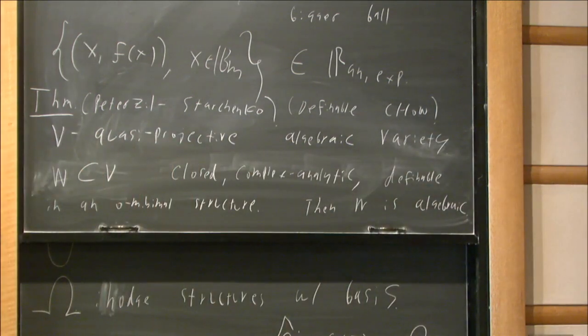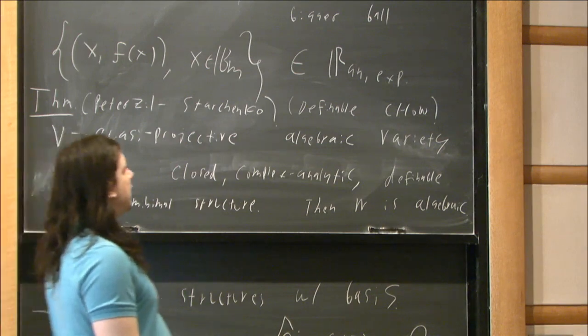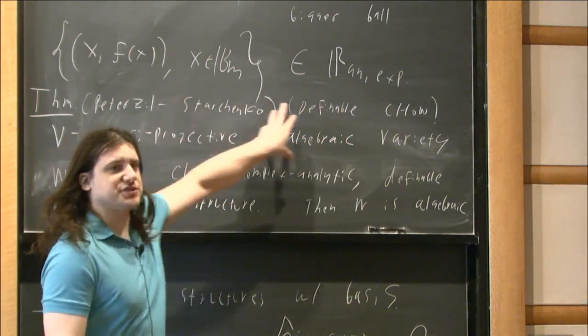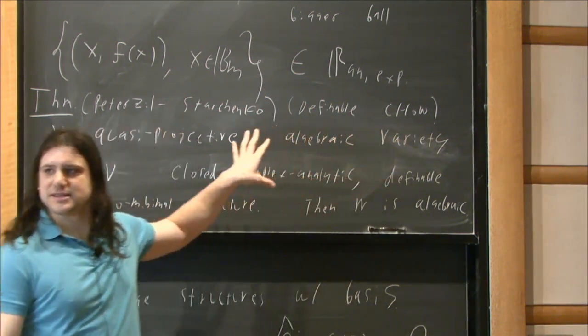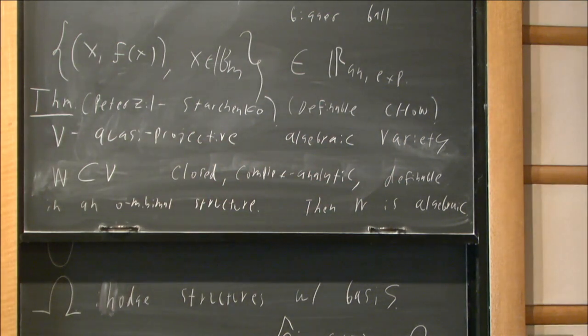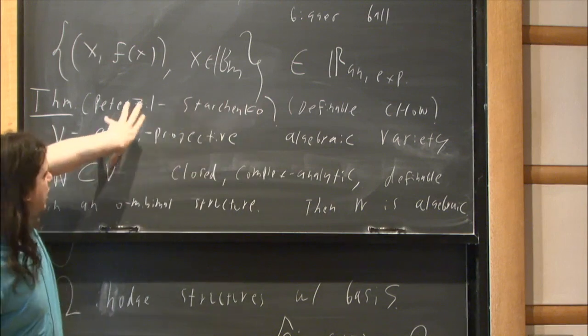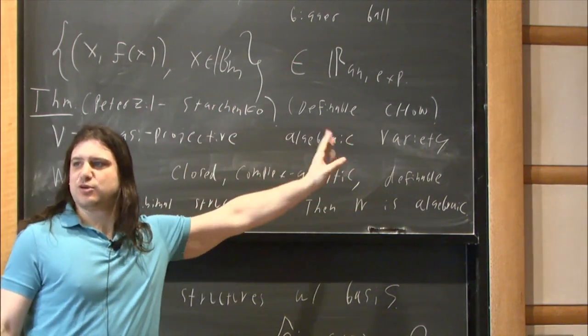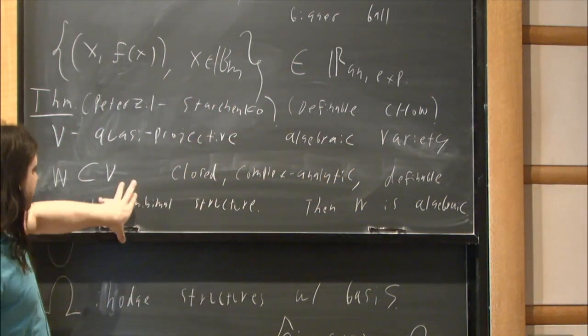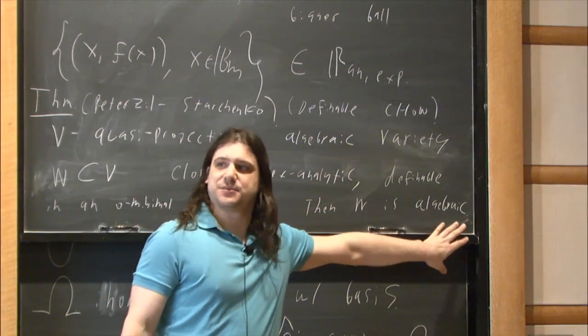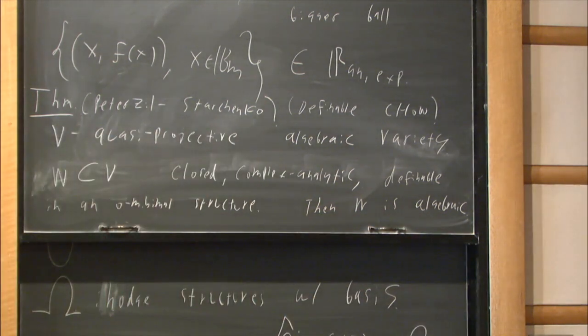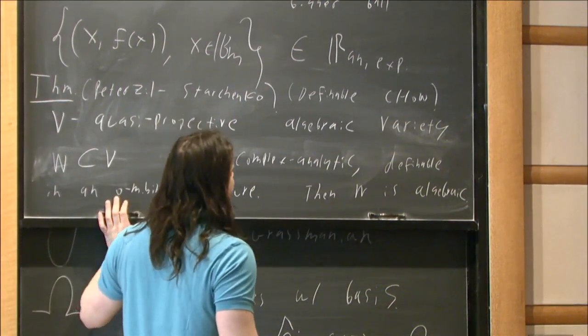So it's a really powerful theorem, because usually what Chow tells you is that if V is a projective algebraic variety, then something complex analytic inside it and closed has to be algebraic. And Peterzil and Starchenko say, well, forget about that. Just work in an algebraic context. Take any holomorphic closed thing. As long as it's definable in some o-minimal structure, it has to be algebraic. So in many different settings, this ends up being a very good substitute for a missing algebraic structure.